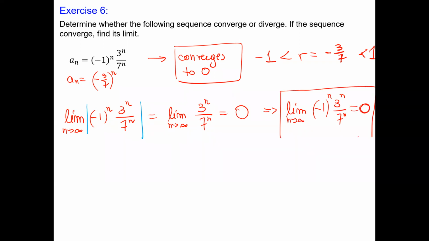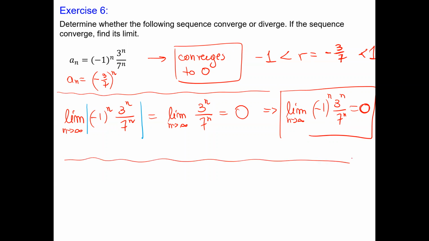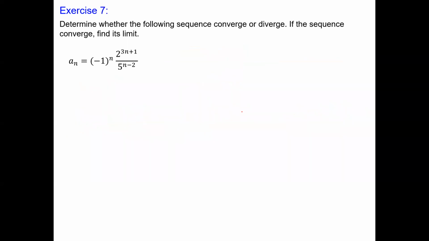This is the tool that we use, the property we remember. If the limit of the absolute value of the sequence is not 0, then that tool is not helpful. We have to find a different way. Okay, this sequence converges to 0. And another one, okay, let's look at this.